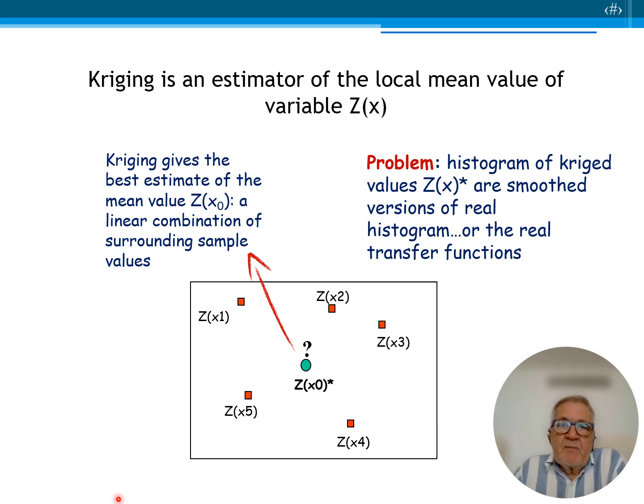Take the example of a grid point x0 at location x0. Kriging gives the best estimate of the mean value z of x0, a linear combination of the surrounding sample values. But there is a problem that you know very well. Histograms of kriged values are a smooth version of the real histograms or the real transfer functions. You are going to see how much this smoothing effect on the histogram and transfer function of reserves is affected by the estimation quality of kriging.